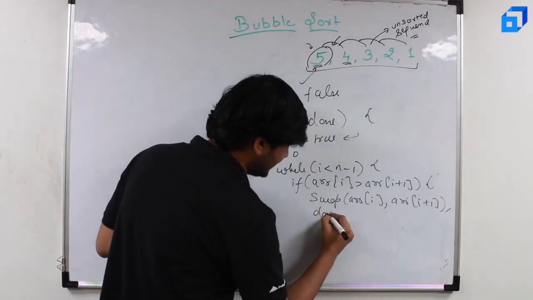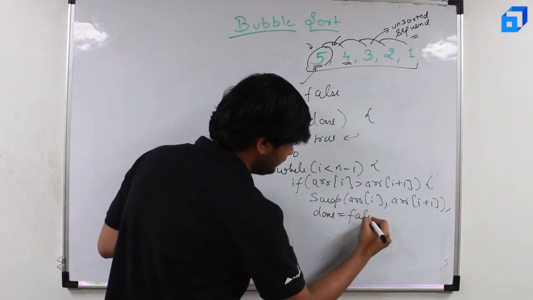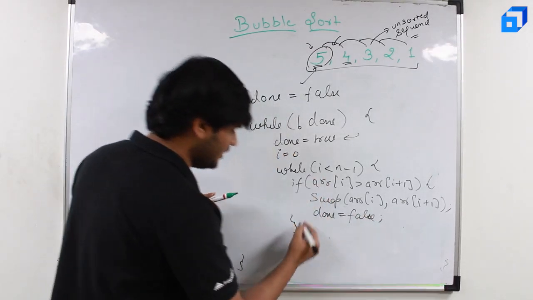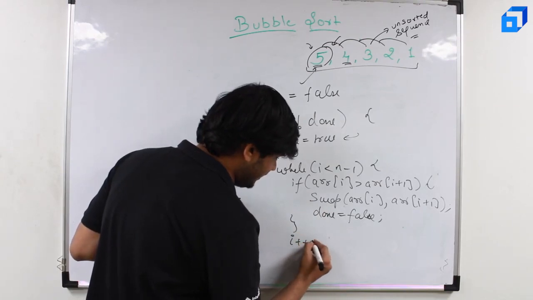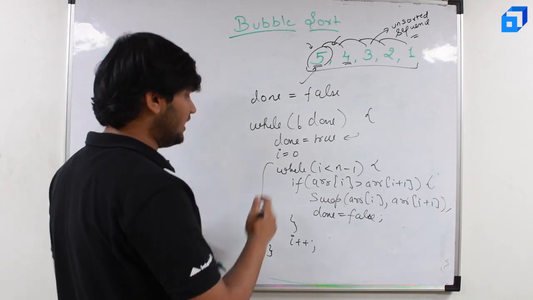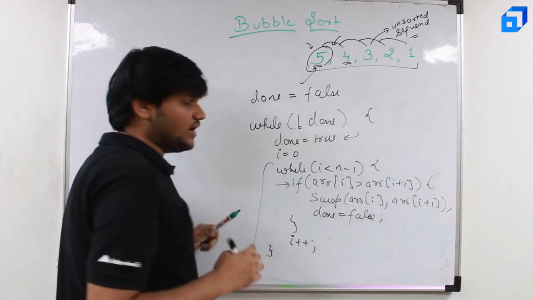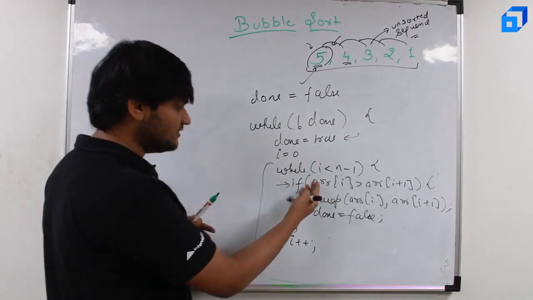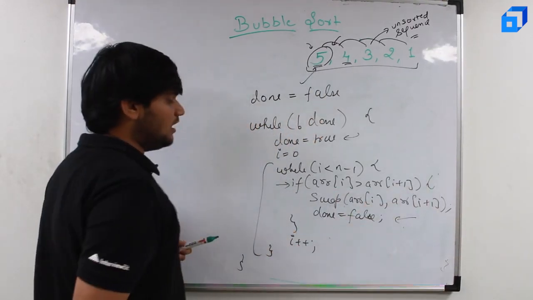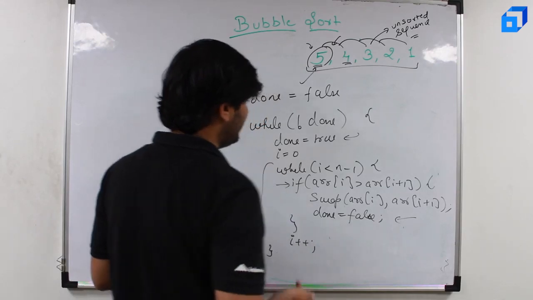So we will again mark this done variable as false, right? We will close this if conditional and increment the value of I, right? So here you can see that as soon as we come to this while loop, we check if we are greater than our adjacent element, and if that is the case, we swap myself and change the variable of the done flag, right?